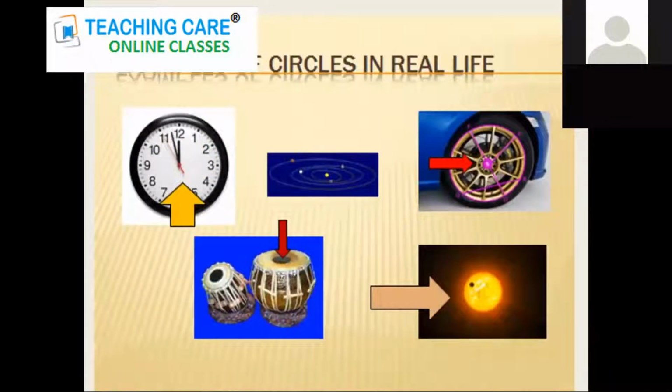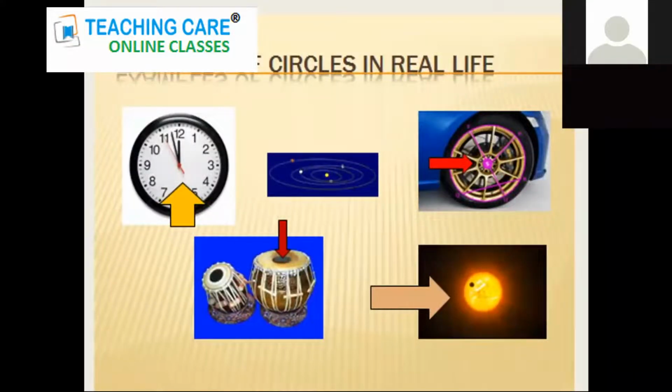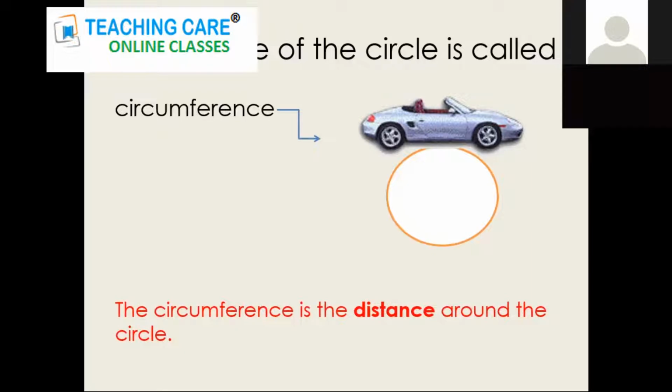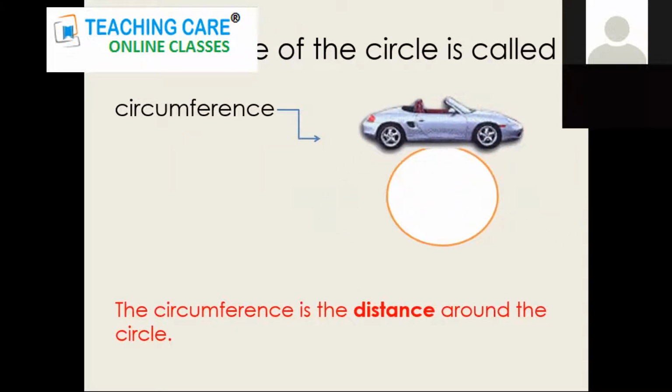We have so many real world examples of circles, like the clock, the solar system, and all those things. Now the outside of a polygon, for example a rectangle, you call the perimeter. For a circle, the outside of the circle you call the circumference. Circumference is the distance around the circle.